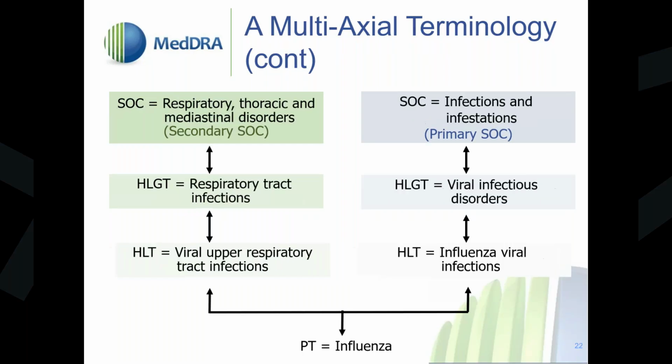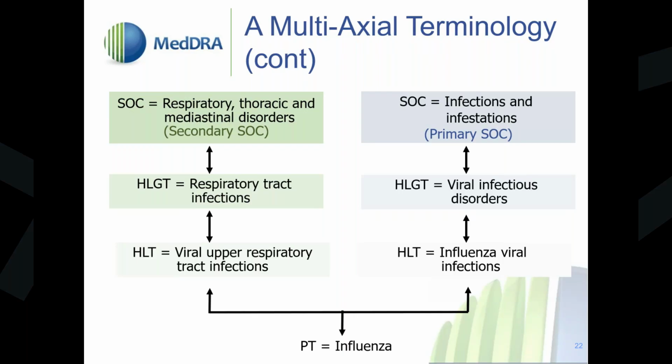What about this term? Influenza. Influenza also is a multi-axial term in MedDRA. It has links to more than one system organ class, and we see it linked to the respiratory system organ class, which we expect because it's a respiratory manifestation. But we see it as a secondary link. So why is influenza linked as a secondary link to the respiratory system organ class and not as a primary link to the system organ class? It shows up here as a primary link to infections.